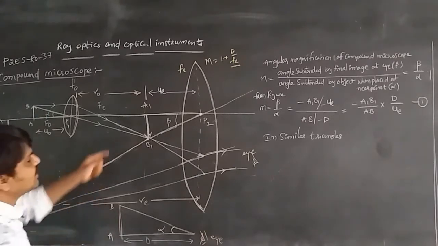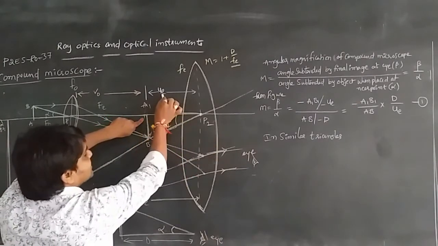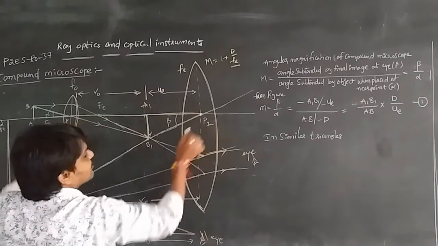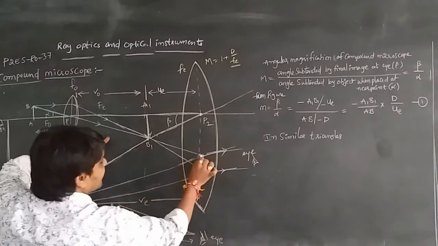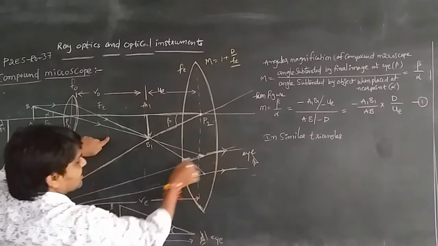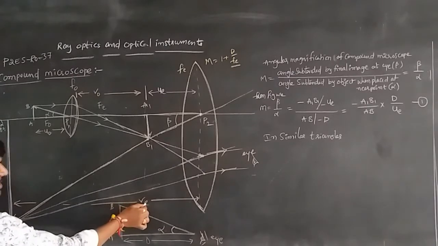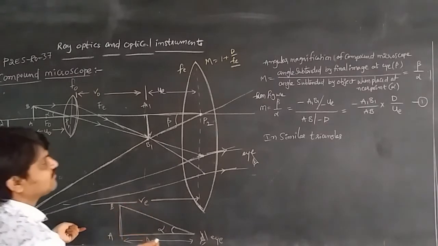This is the object for the second lens, so here is the distance of the object from this lens, and P1 and P2 are the poles of the two lenses. When the light is incident on this, we can see an inverted virtual image. It is formed behind the object at a distance of VE, or let's say D.